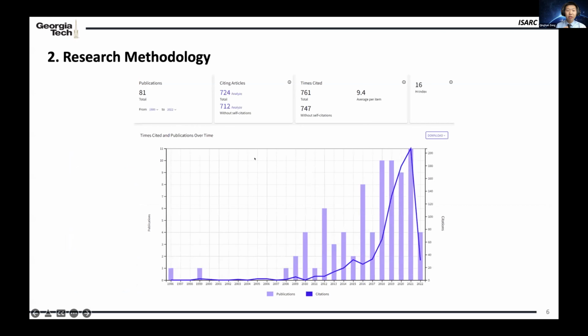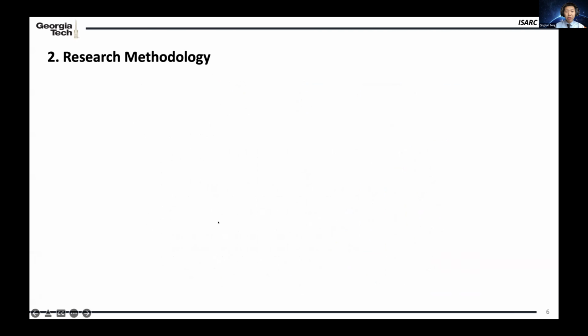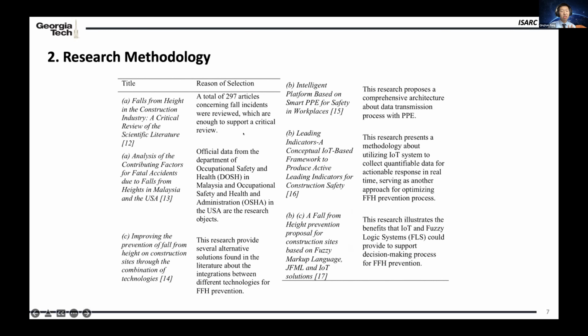So here's the chart that's showing the result of the literature searching. As we can see, the number of articles is increasing these years, and it reached a peak in 2021. So the total of it is 81 articles. And this table displays 6 major literatures along with the reason for selection and why they are under detailed investigation and review. And it can also serve as a contribution to the body of the literature review.